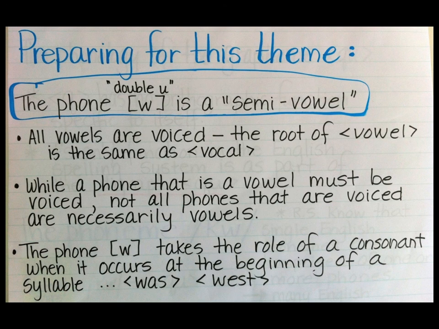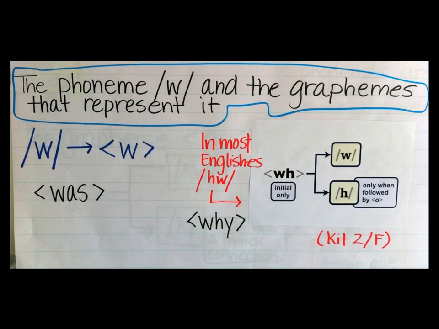Very interesting. The phoneme W and the graphemes that represent it. W is represented by the letter W. In most Englishes, WH in initial position says W, but in some Englishes, it makes more of a wh sound, especially when followed by an O. We talked about this at length in Theme 7.